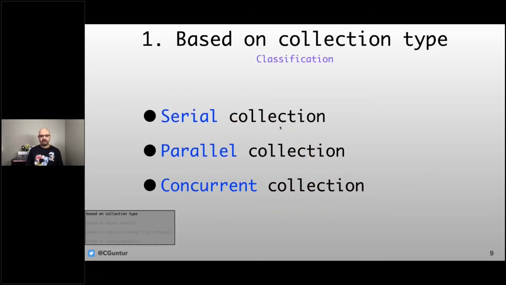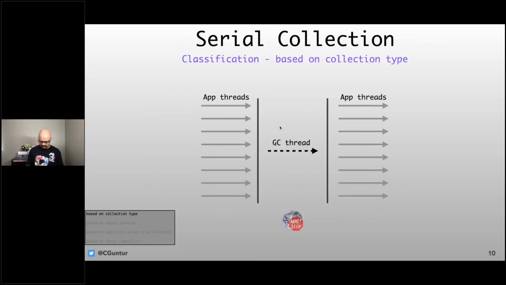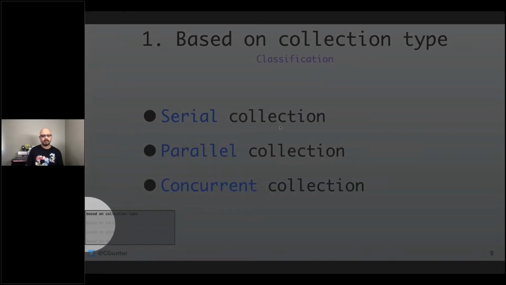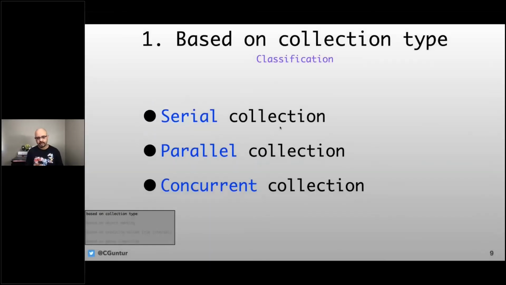If you notice in my slides, I have a little inlet over here that tells you what type I'm currently looking at. This is based on collection type, and the remaining 3 types are grayed out, so you have a visual indicator of where you are. So based on collection type, there are 3 different types. There is a serial type, a parallel type, and a concurrent type of garbage collection.